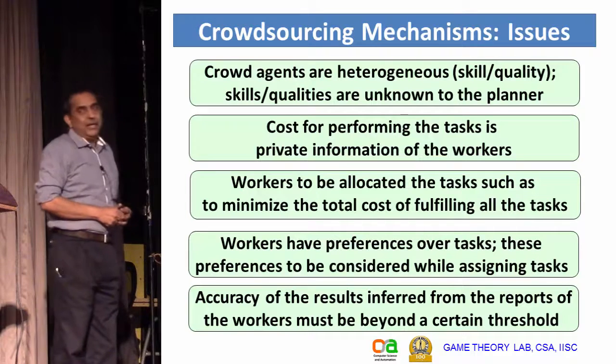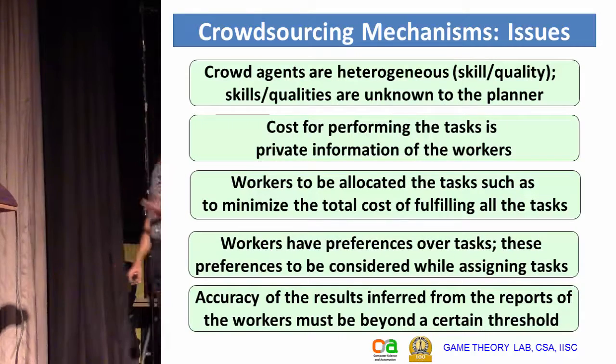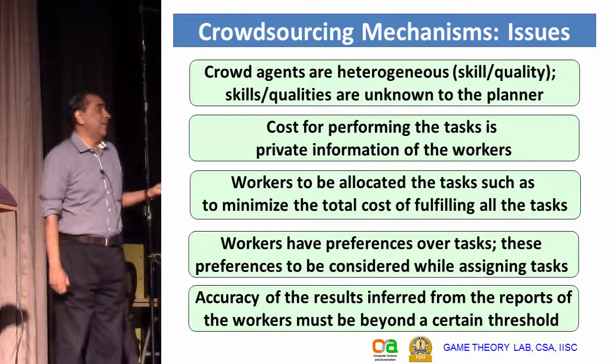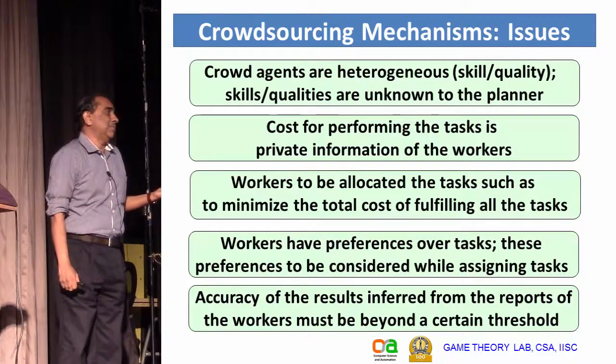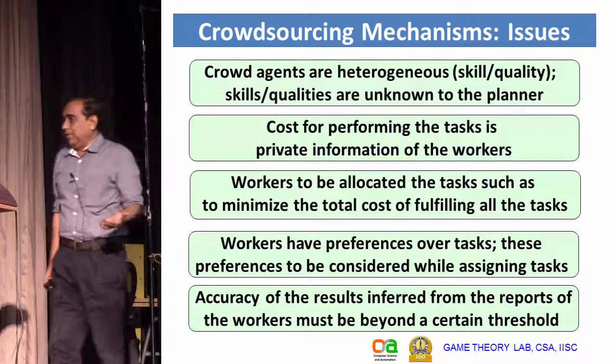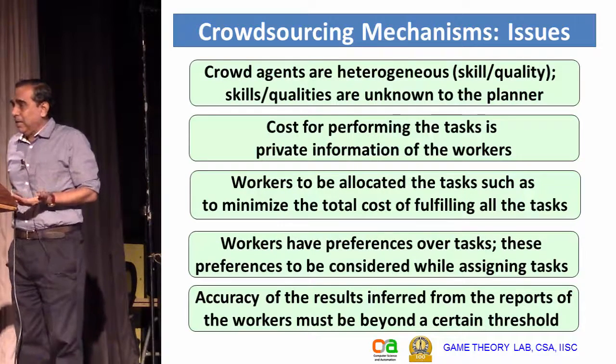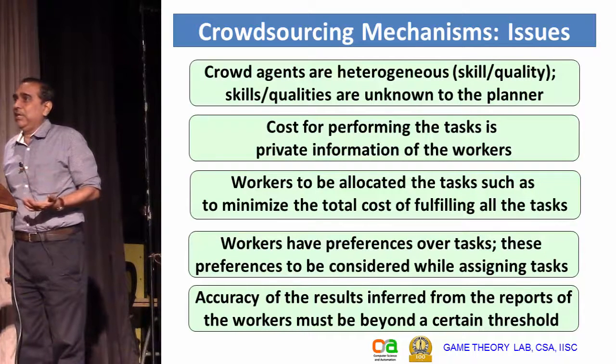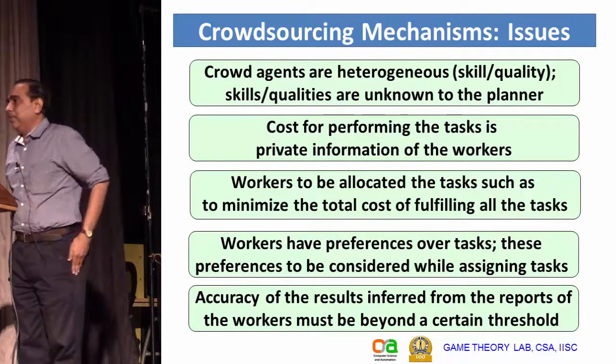And finally, you also need a minimum threshold accuracy from the inferred reports. So accuracy of the results inferred from the reports of the workers must be beyond a certain threshold, because if the information is not accurate, the actions that you are going to initiate based on the information that you have collected may turn out to be absolutely useless.